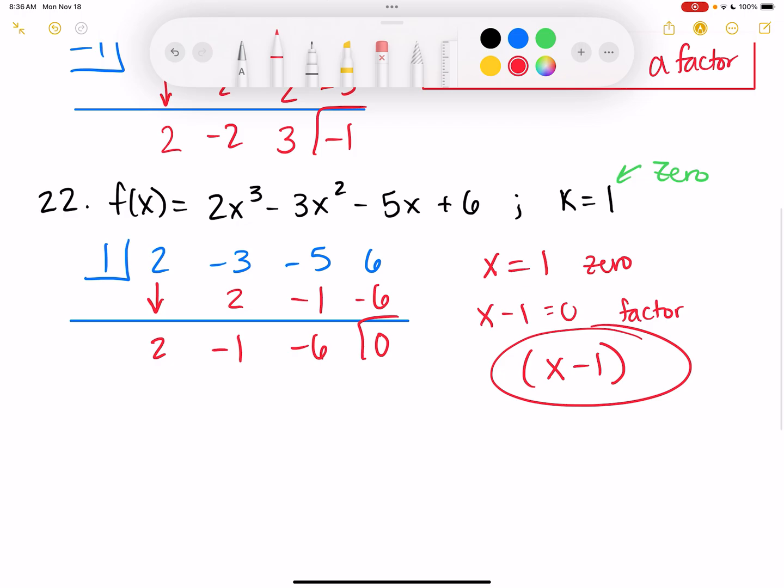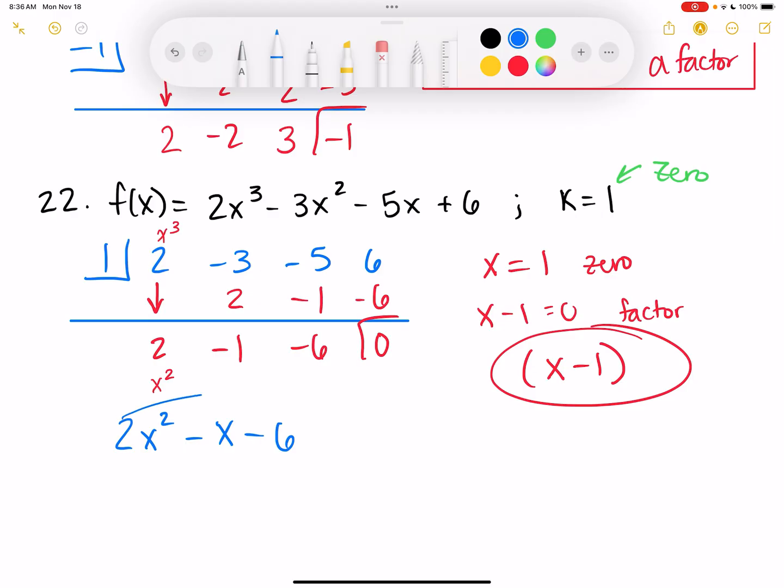Now, when we were done with the first set of synthetic division the other day, we said if this was an x cubed term to start, this was an x squared term afterwards. So this is 2x squared minus x minus 6. Now I need to factor this more. So now this is a quadratic, nice and easy. I know how to factor that.